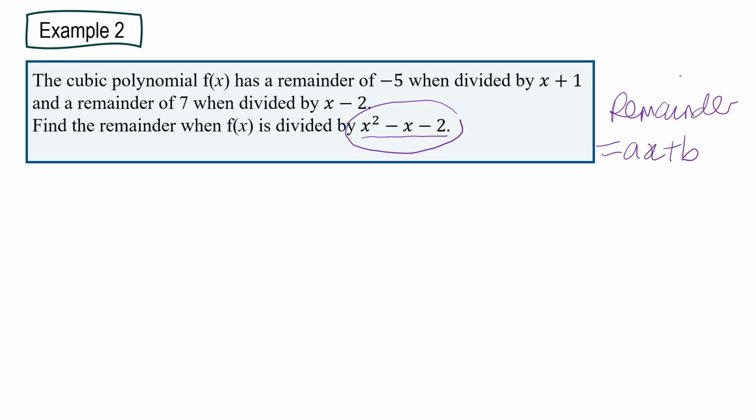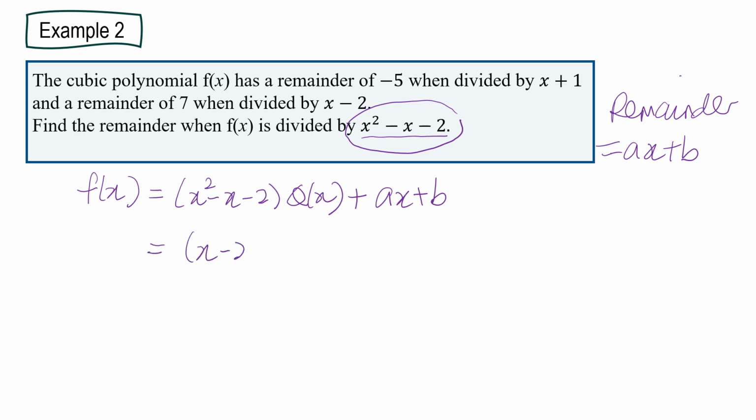So this is what is happening. I have a dividend, which is my f of x, and I can write it as divisor multiplied with the quotient, and my remainder will be in the form ax plus b. If you factorize your divisor, what you will get will be x minus 2, x plus 1.